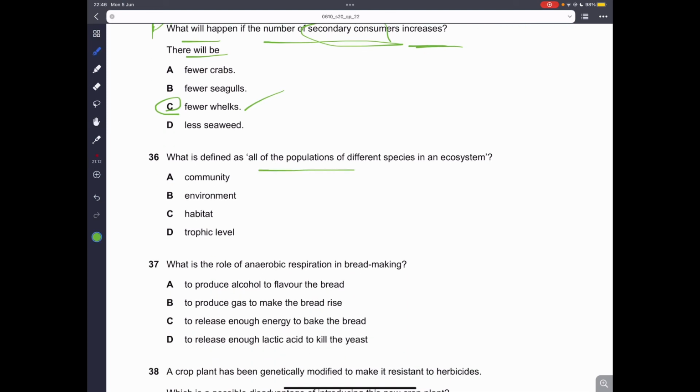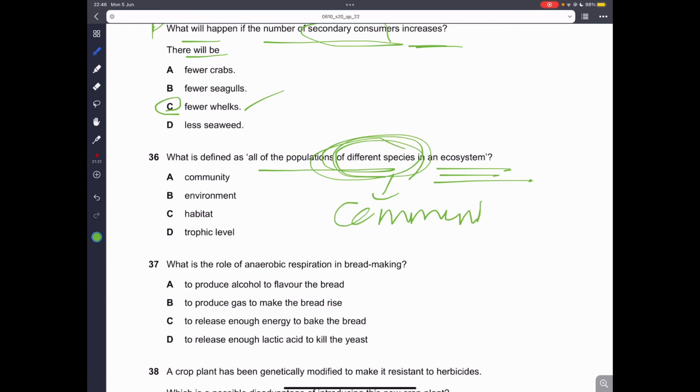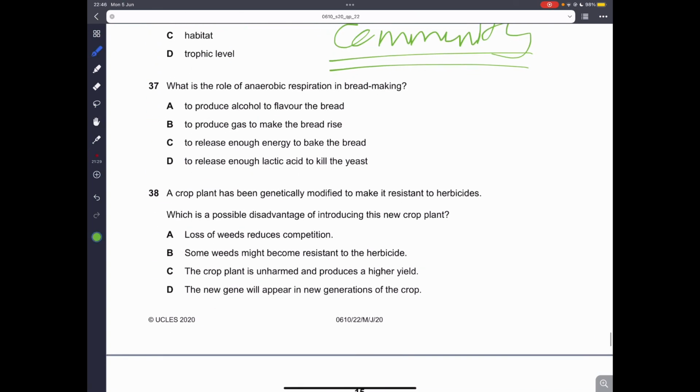Question 36. What is defined as all of the population of different species in an ecosystem? Remember, different species means this is a community, not only a population, because it says all the populations of different species in the ecosystem. This means this is a community, so A is the correct answer.